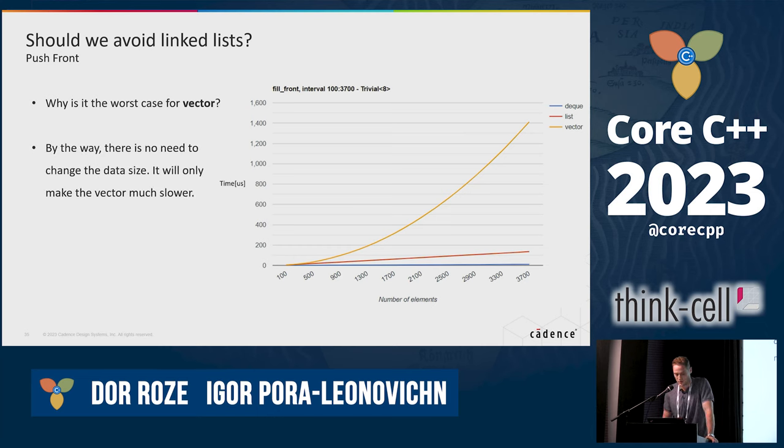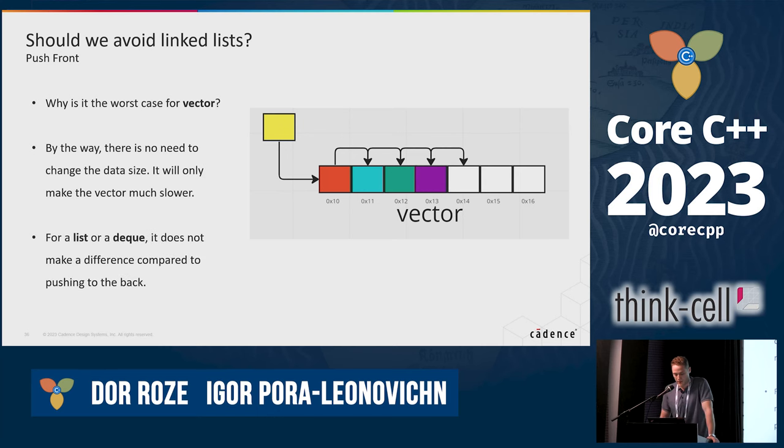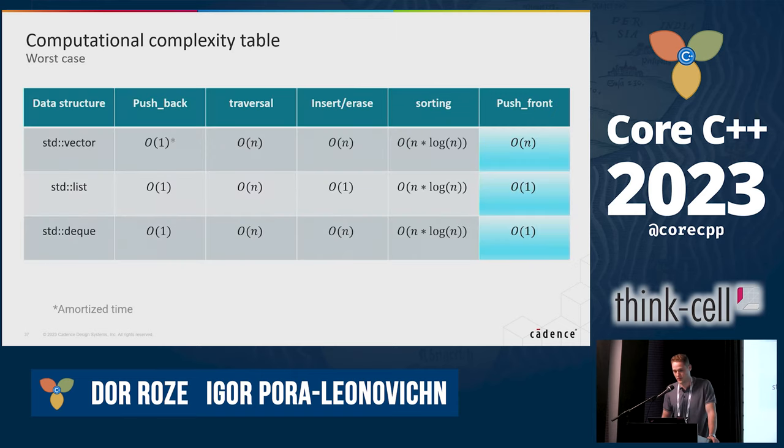By the way, there is no need to change the data type in this case. It will only make the vector much slower. Right, so this is the answer. We have to shift all elements by one position. And for list or deque, it does not make a difference compared to pushing to the back. And there is also support from the theoretical approach, because from the theoretical approach also, push front in vector is much slower than the other data structures.